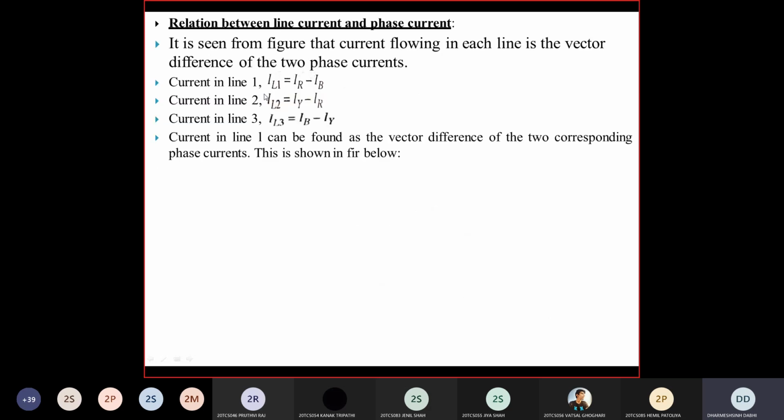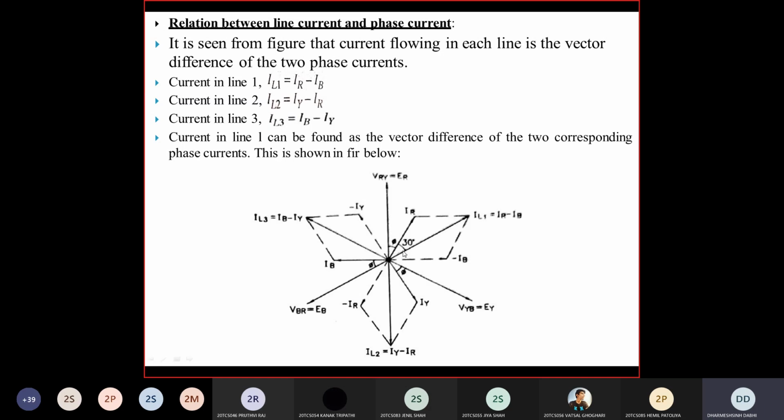But what is the line current relation? That is a vector difference. IL1 is IR minus IB and IL2 is IY minus IR. So it is like the vector summation we saw in the star connected system for the voltage. Clear? Suppose you find IL1. You can see in the figure, IL1 is a vector, the vector difference between IR phase minus IB phase. Minus IB is the opposite of IB phase.